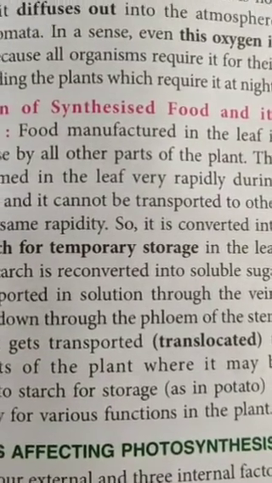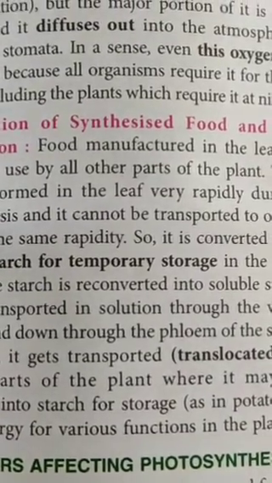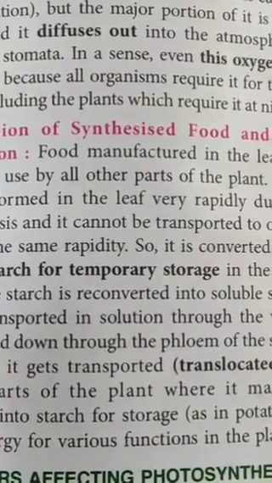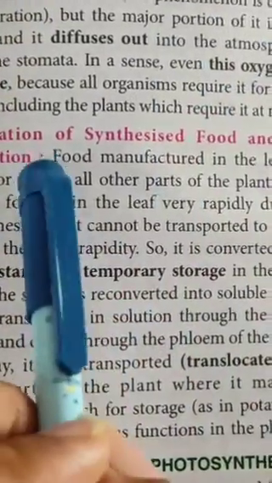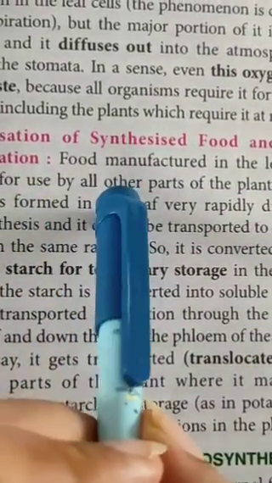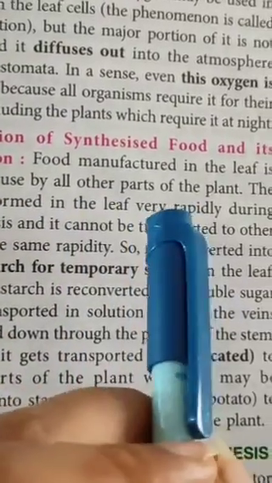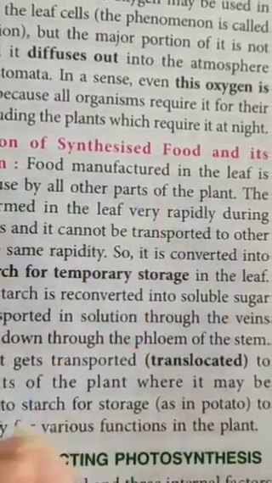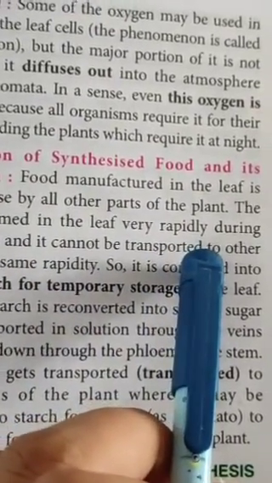Next we have utilization of synthesized food and its translocation. Like, the food which is prepared, how it is utilized and how it is transferred from one part to another. Let's see. Food manufactured in the leaf is required for use by all the other parts of the plant. So glucose is formed in the leaf. Photosynthesis is happening very rapidly, but with the same speed food is not getting transported to other parts.